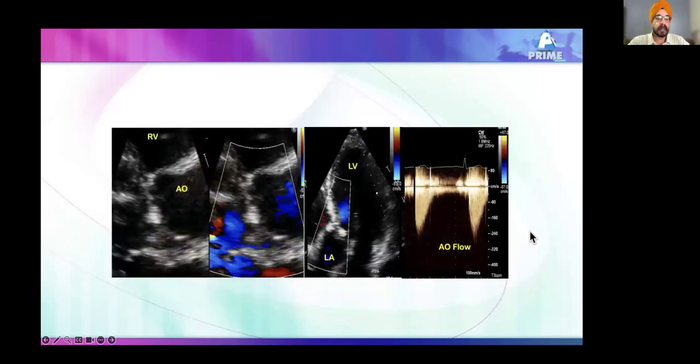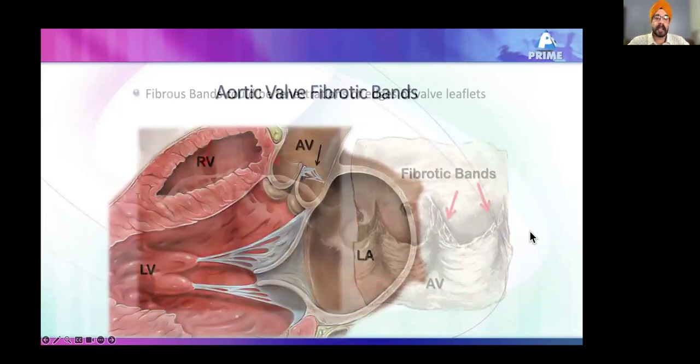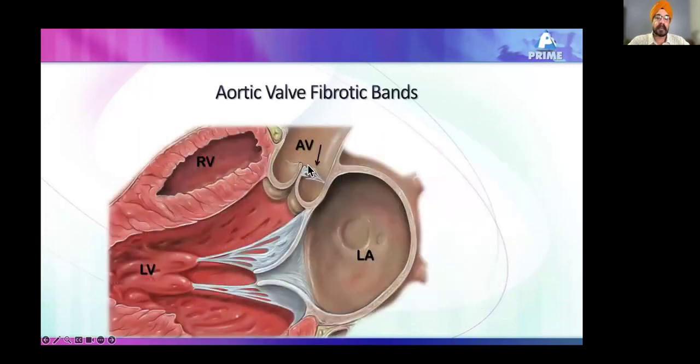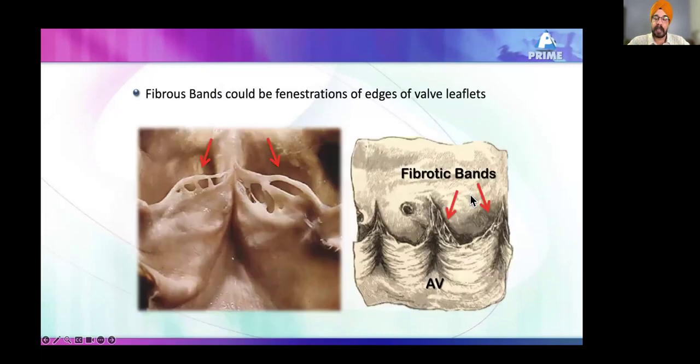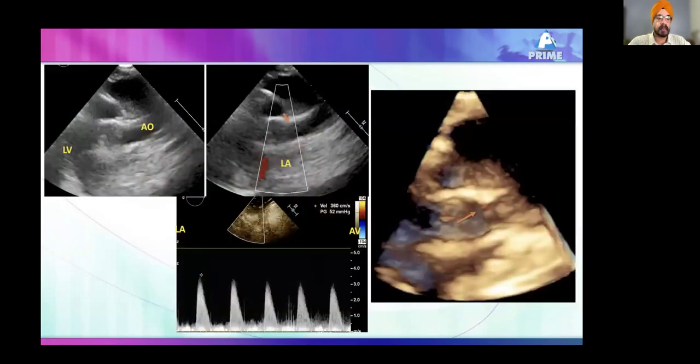We did do the research on the paper, and we found these can be some web kind of fibrotic bands which are reported in the literature. In one patient, the catheter got stuck in one of those fibrotic bands, and they caused a severe aortic regurgitation by damaging the aortic valve.